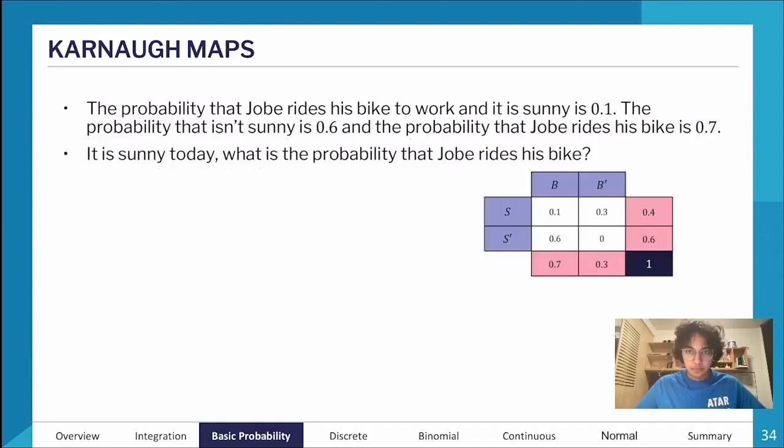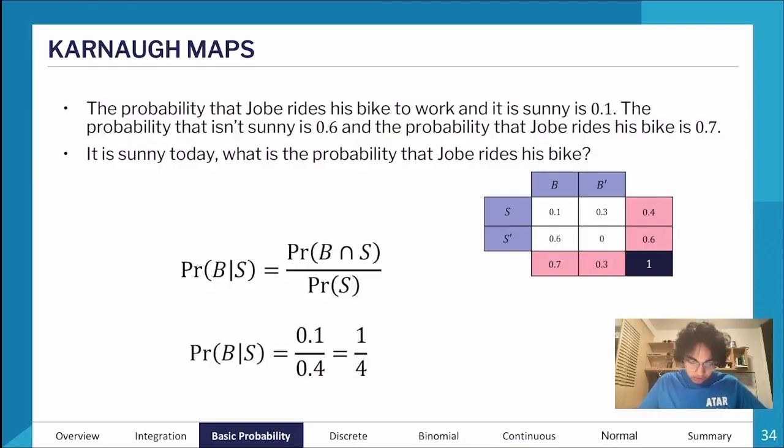Okay. And so then we can use this table to help us answer questions, right? This table isn't just for the sake of making it, it's also for the sake of helping us answer questions. So they've said it is sunny today. What is the probability that Joe rides his bike? So sunny intersecting with riding bike should be 0.1, right?